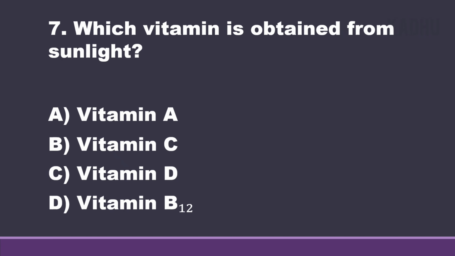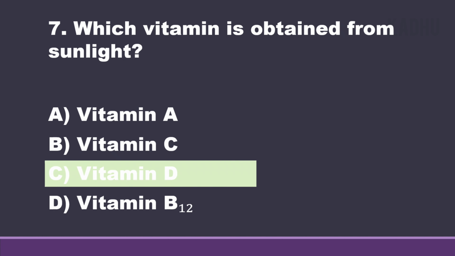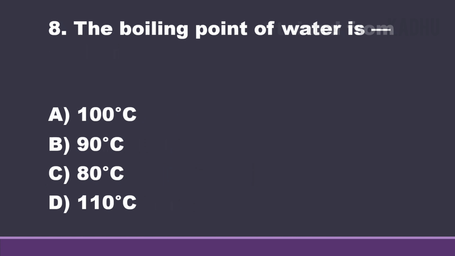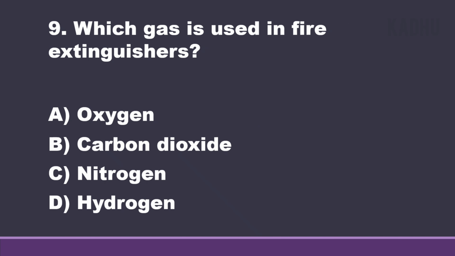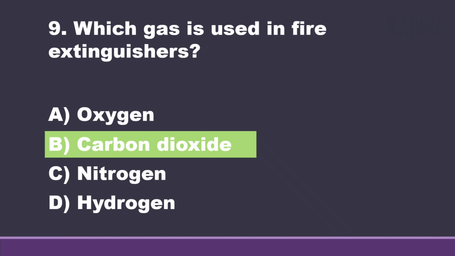Next question, which vitamin is obtained from sunlight? So option C will be the correct answer. Vitamin D is obtained from sunlight. Next question, the boiling point of water is blank. So for this question, option A will be the correct answer. 100 degrees Celsius. Which gas is used in fire extinguisher? So option B will be the correct answer. Carbon dioxide is used in fire extinguisher.